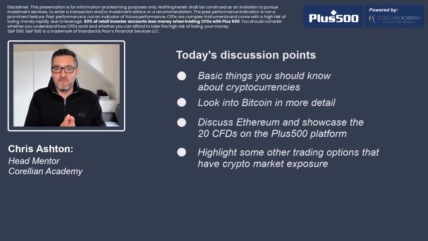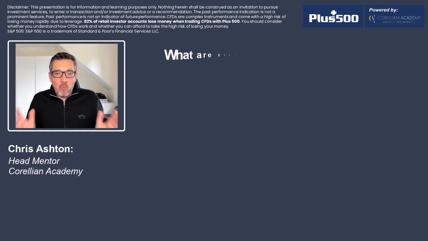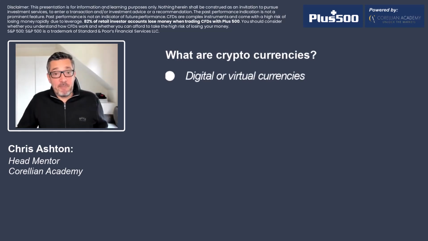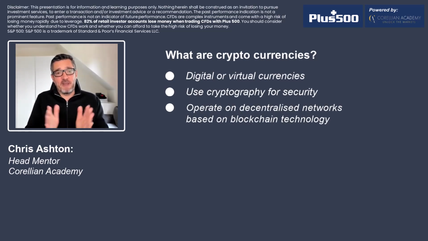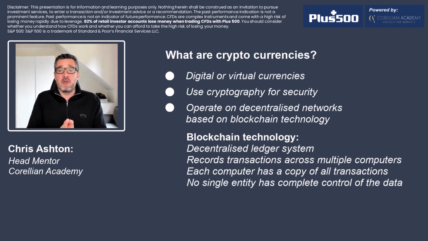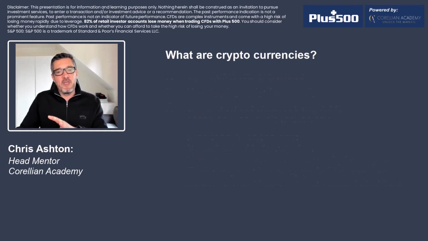Okay, let's move on. So what are cryptocurrencies? Simply put, they are digital or virtual currencies that use cryptography for security and operate on decentralized networks based on blockchain technology. Blockchain technology is a decentralized ledger system that records transactions across multiple computers or nodes, where each computer has an entire copy of all of the transactions, ensuring no single entity has complete control of the data.